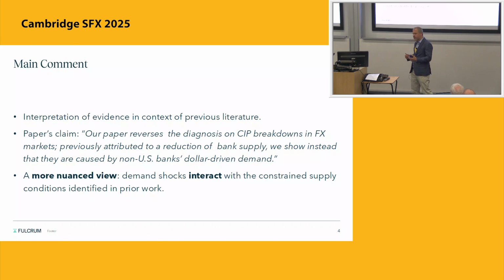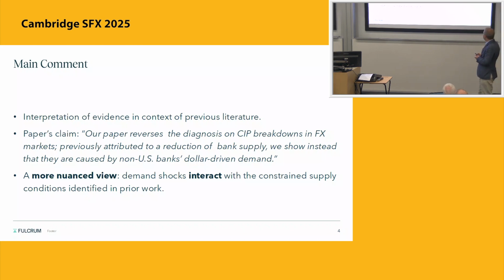My main comment is about the interpretation of the evidence in the context of the previous literature. At the beginning I said it's an insightful paper, exactly because they provide a novel interpretation of pre-existing findings. So their claim is that our paper reverses the diagnosis on CIP breakdowns in FX markets. Previously attributed to a reduction of bank supply, we show instead that they are caused by non-U.S. banks' dollar-driven demand. So this is a key claim of the paper.